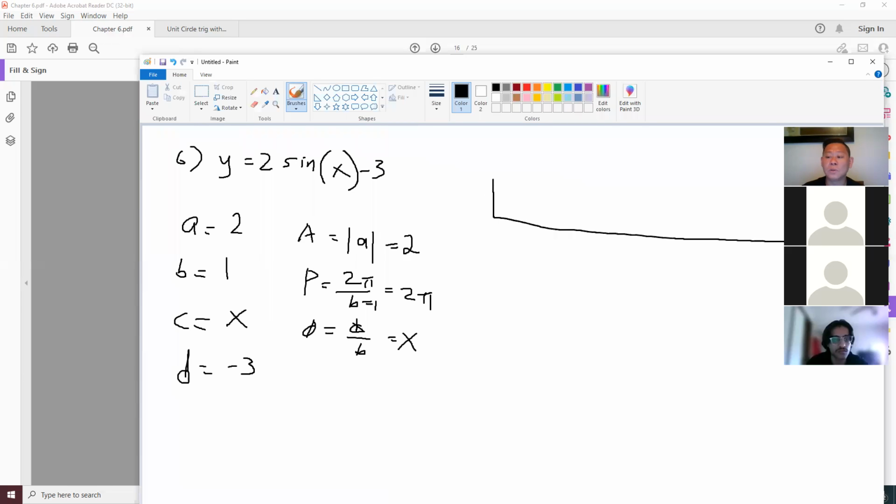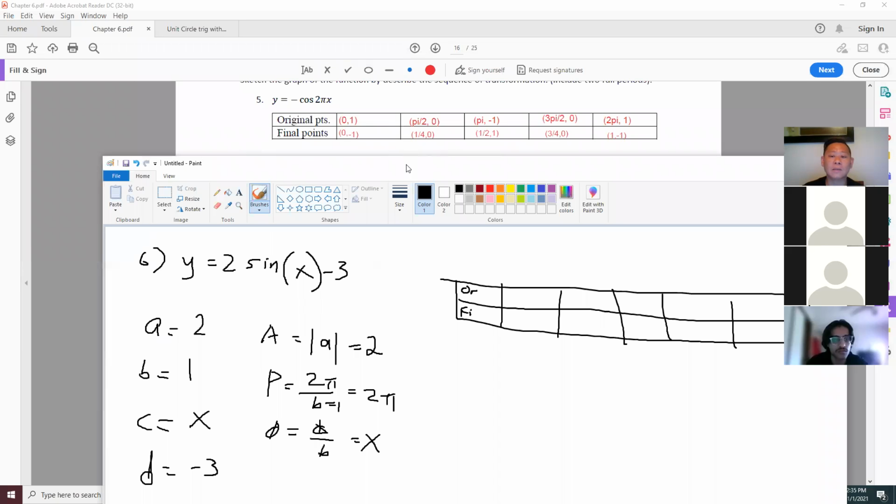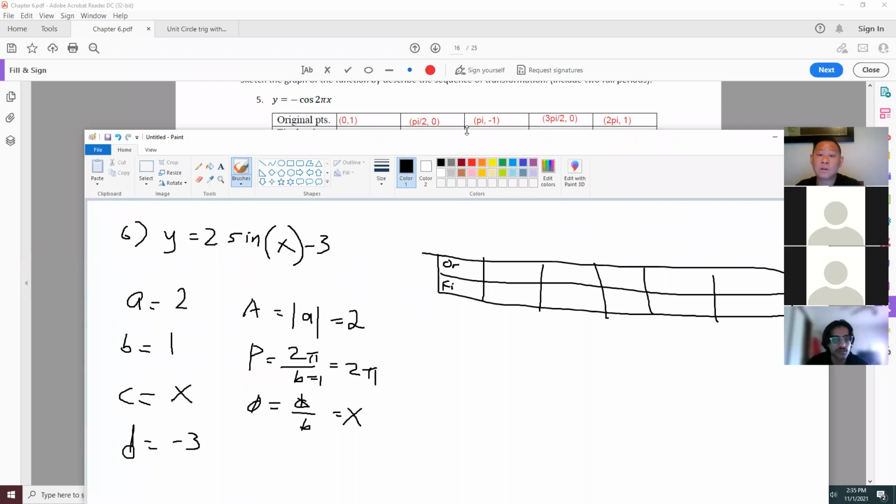So now we will do your original points. So this is our original points, and then this is your final points. Now remember last time for cosine, your original points are 0, 1, pi over 2, 0, pi, negative 1, 3 pi over 2, 0, and 2 pi, 1. That is for cosine. So this time is for sine here.